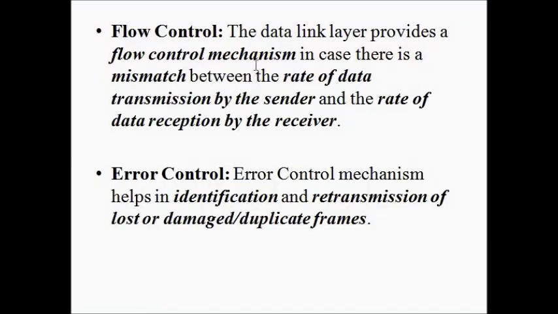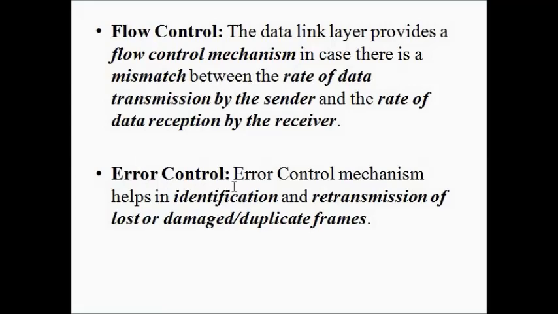Next is flow control. So the flow control mechanism operates in case there is a mismatch between the rate of data transmission and the rate of data reception at the sender and the receiver. So if there is any mismatch, in order to correct that mismatch and bring both the sender and the receiver data rates to the same level, the data link layer provides suitable mechanisms.